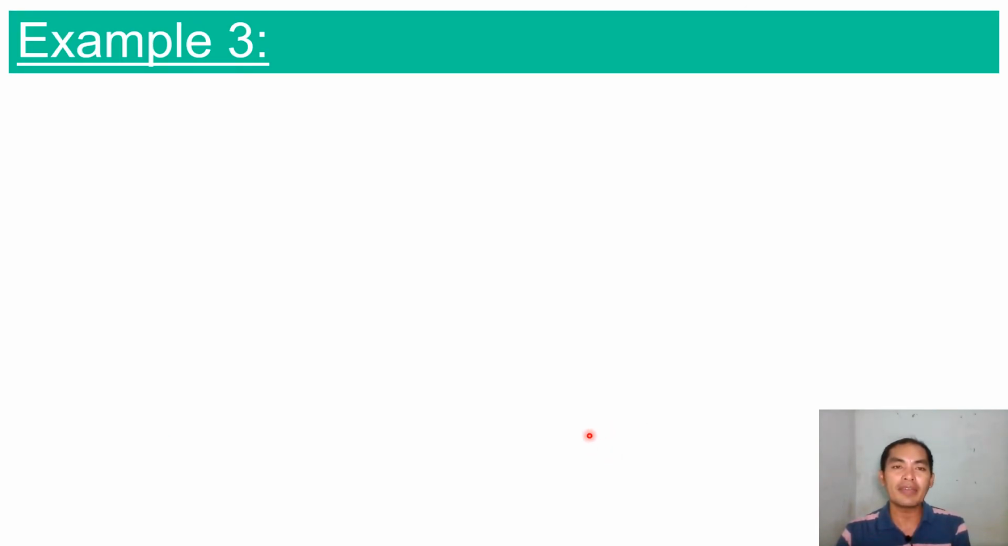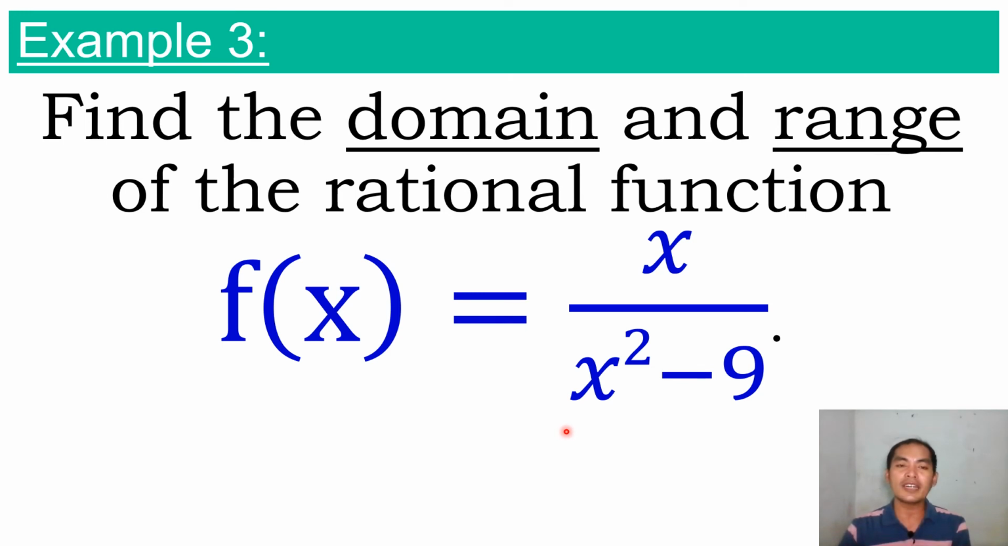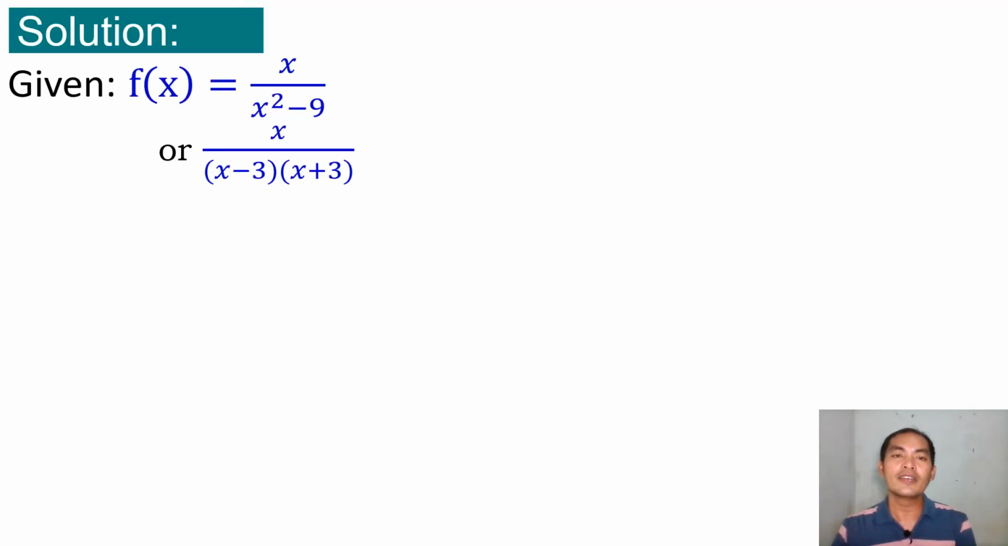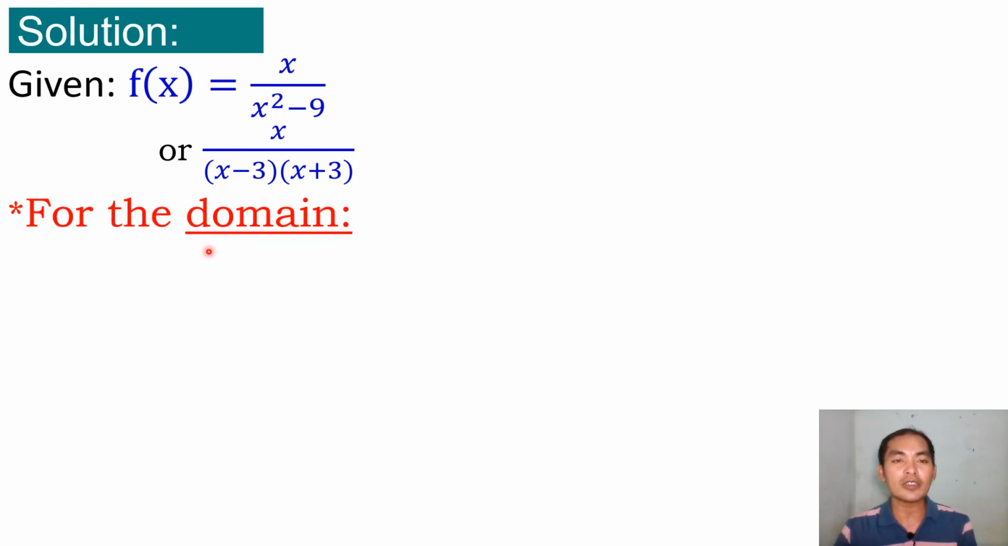Another example, we have: find the domain and range of the rational function f of x equals x over x squared minus 9. For the domain, take note that the given function is factorable. We need to factor. So I told you that the first step, general step, is to factor if it is factorable. Since the denominator is factorable, you need to factor it, and equate the denominator to 0, solve for x.